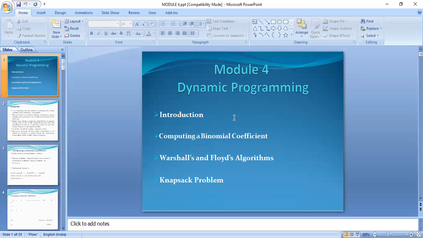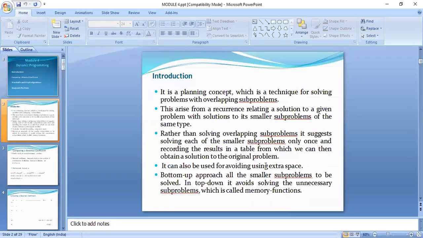First we'll start with dynamic programming, where you are going to see the introduction, how to compute a binomial coefficient we have seen, Warshall and Floyd's algorithm, and the knapsack problem. Just we will revisit it. You know that it is a planning concept where it will be solving all the smaller subproblems. Smaller subproblems will be solved and stored in the table.